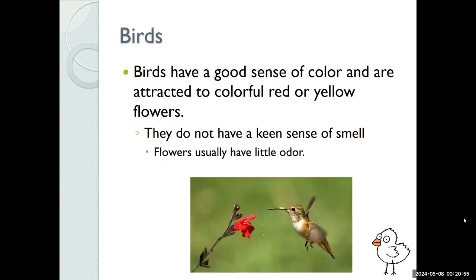Birds have a good sense of color and are very attracted to red or yellow. These two colors also have the greatest contrast to the green foliage of the leaves, so it helps a bird spot them as they're flying overhead. However, birds have beaks, not noses, and so they do not have a keen sense of smell. So their flowers have little or no odor, as it's not necessary. The flower petals will also tend to be very small because they don't have to support the weight of the organism. They don't have to act as a landing pad because the birds can fly in their own right.